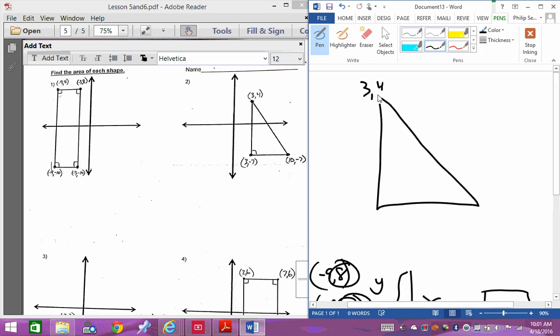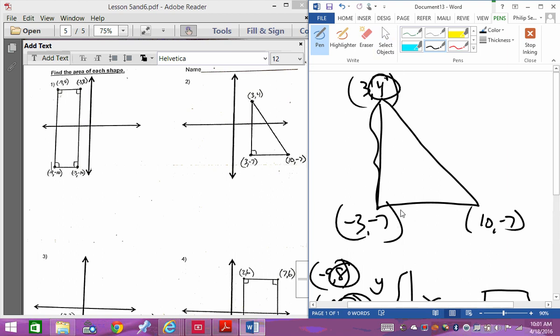I see the (3, 4), I see the (10, -7), and I see the (-3, -7). So if I want to figure out how far it is from here to here, X or Y axis, that's the Y axis. So I'm using a 4 and I'm using a -7. Because again, remember, it's always X and then Y. Alphabetical order. My goodness, math making sense here, actually.